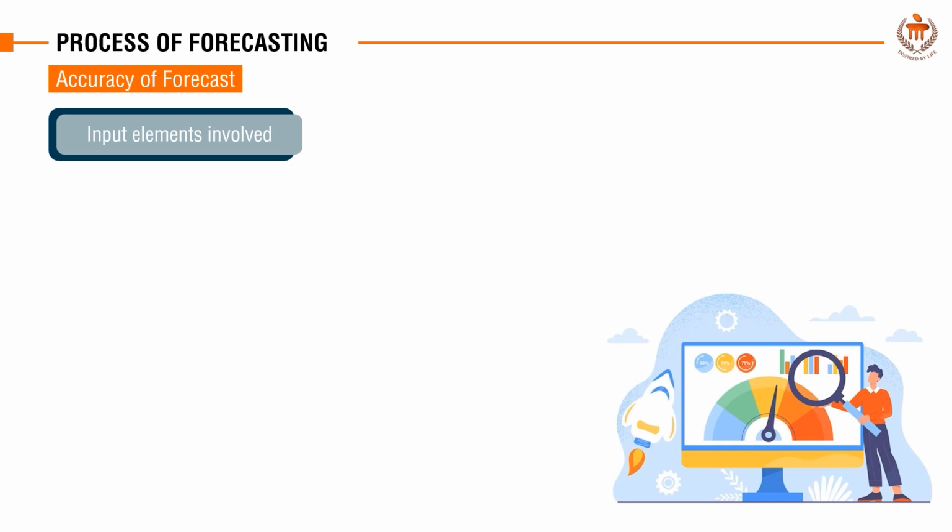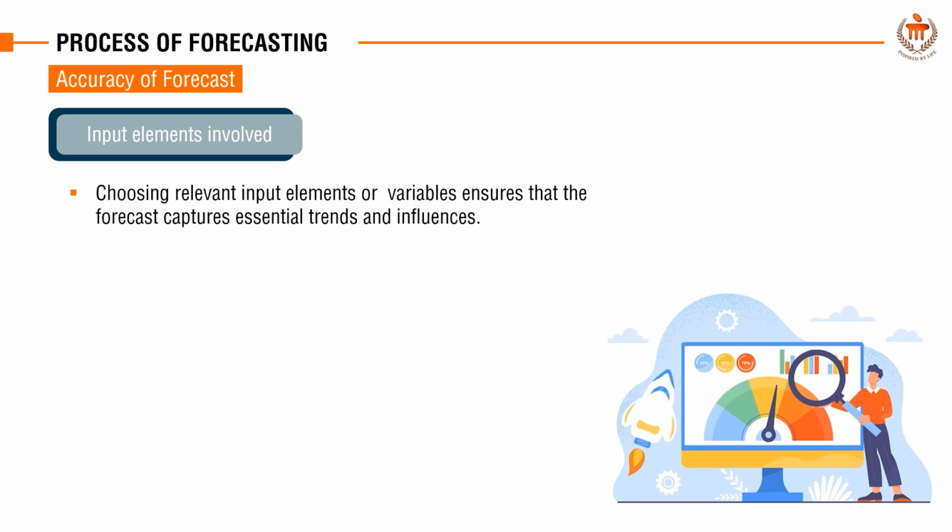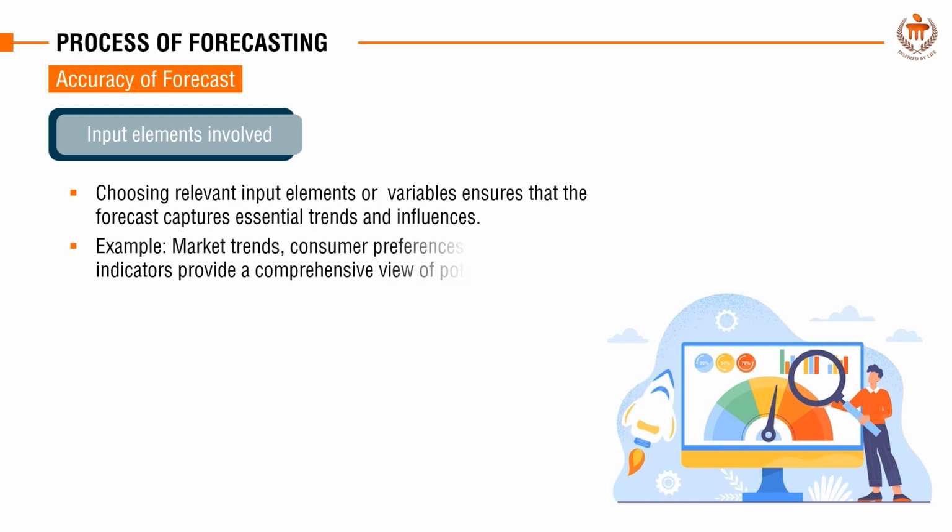Several critical factors must be considered. Input elements involved. The accuracy of a forecast heavily relies on the input elements or variables selected for analysis. Choosing relevant variables ensures that the forecast captures essential trends and influences. For instance, when forecasting sales for a new product, input elements might include market trends, consumer preferences, and economic indicators, which collectively provide a comprehensive view of potential demand.